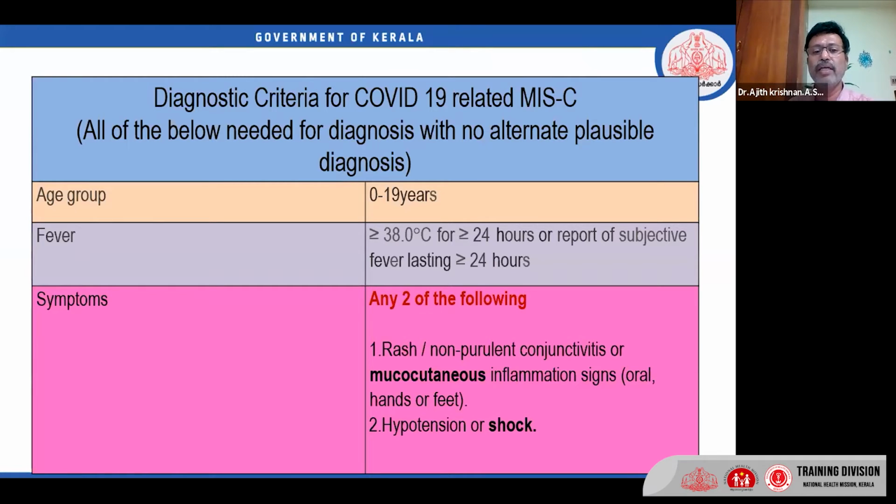So all the manifestations of MISC you should know. I think the classes have already been taken. This is just an introduction. So you should be familiar with all the symptoms of acute COVID as well as MISC. Most of the time, the symptoms will overlap. So whatever it is, if it is category C, or even if it is a MISC which is not yet going to severity, also you should refer.